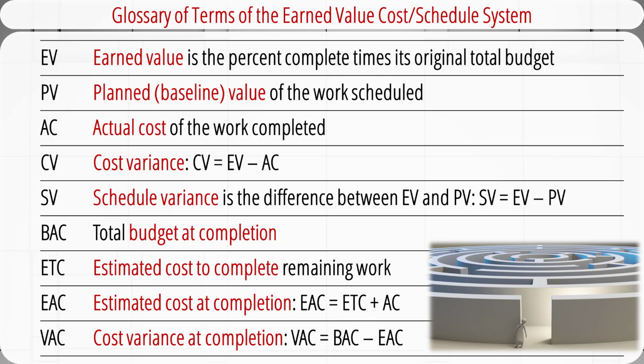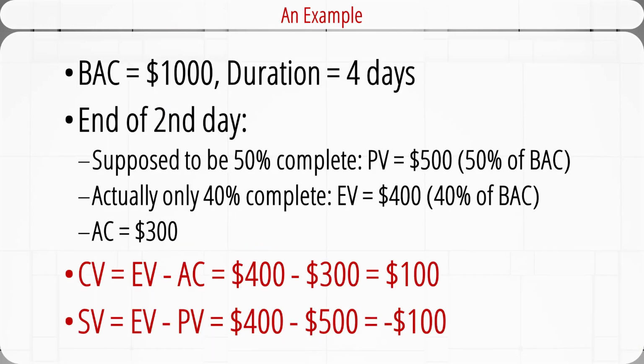These concepts could be confusing. Let's see some examples to clear up the confusion. A small project has a total estimated budget at completion of $1,000 and the estimated duration is 4 days. At the end of the second day, the project is supposed to be 50% complete. So the planned value is $500, which is 50% of the budget at completion.